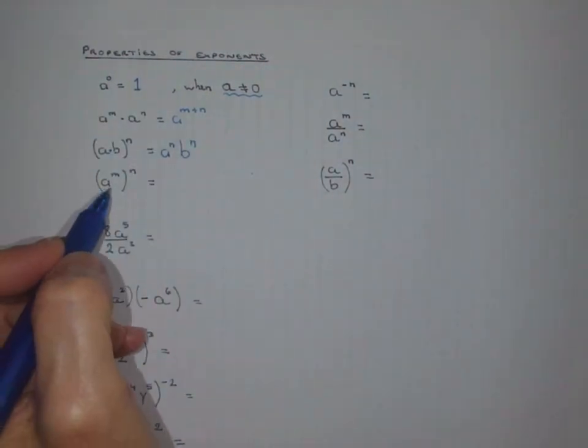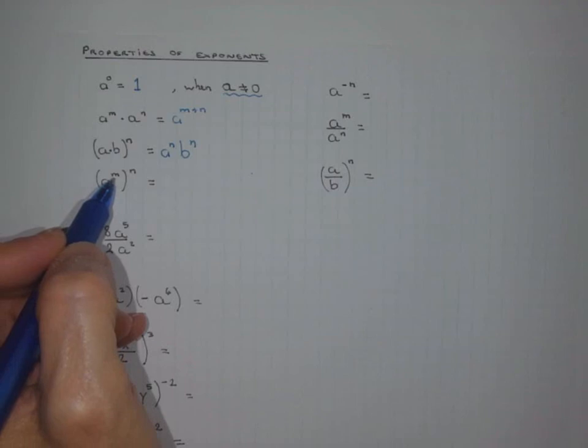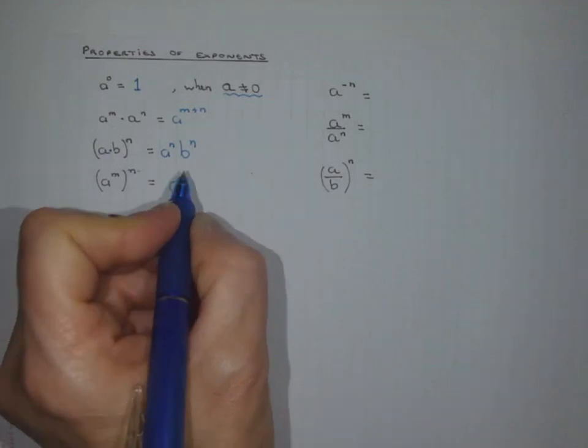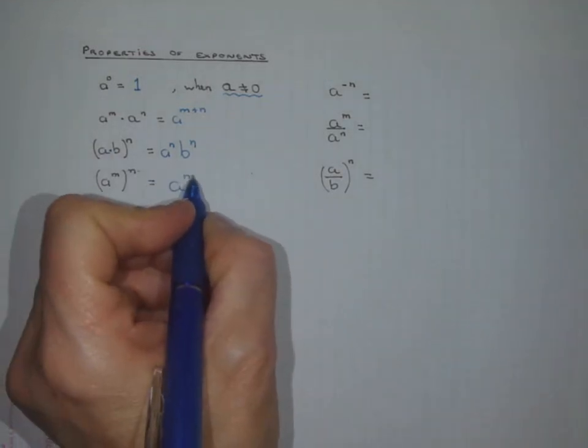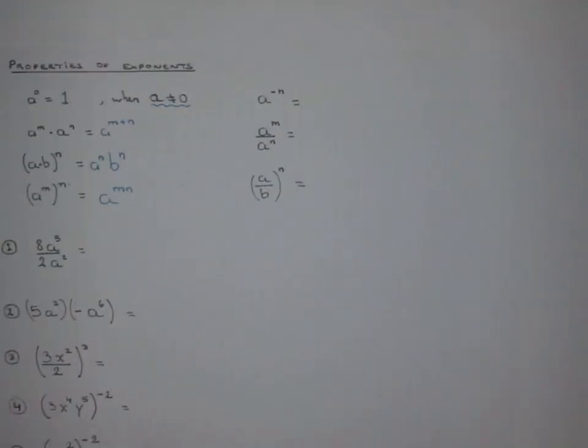When we have a base to a power that is itself brought to another power, that's a power to a power, we just multiply them together. So A to the m to the n is equal to A to the m times n.